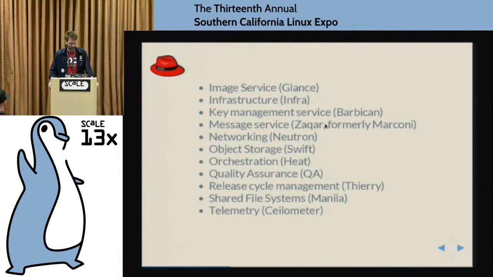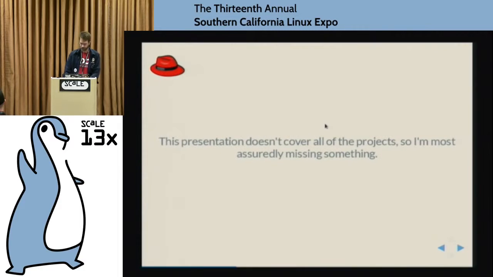Let's see, what else? Object storage, which is, again, a different thing from image storage, and this gives you a different way to do your storage. This is where you would do maybe Ceph or Gluster as an object storage backend. And orchestration, quality assurance, release management. Manila is a brand new project that I don't know much about yet. And then there is Ceilometer. And there's more.